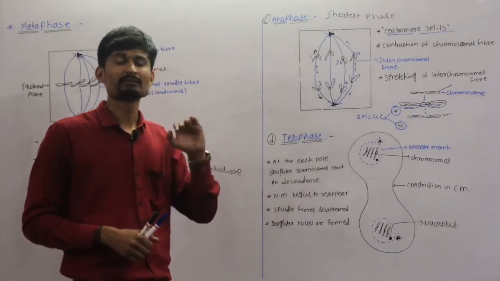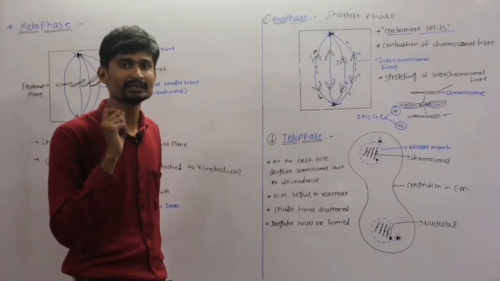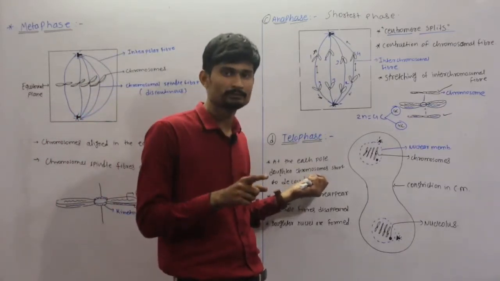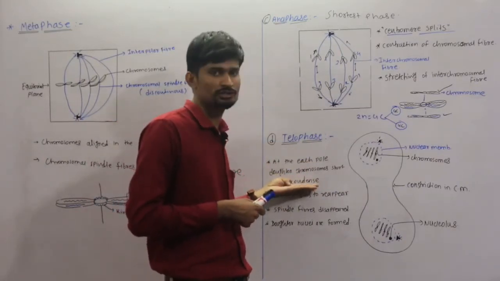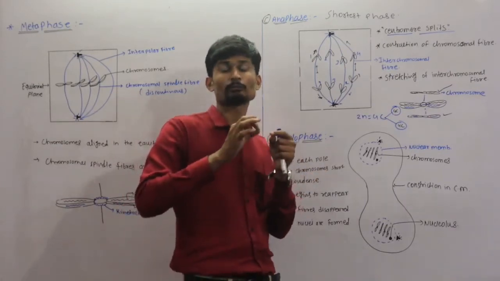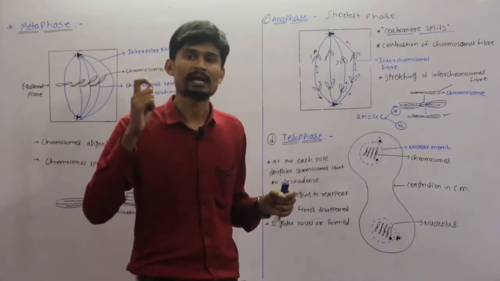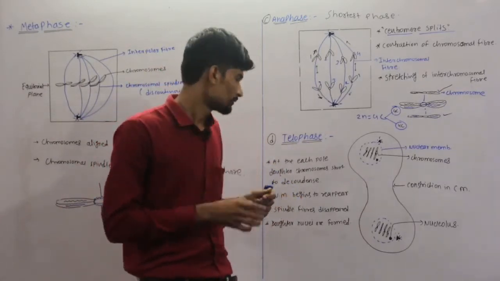In prophase, there is a condensation of the chromosome, and due to the condensation of that chromatin network, the chromatin network becomes short and thick. But again in telophase there is a decondensation, and due to the decondensation these chromosomes again become thin, thread-like structures, which is called the chromatin network.